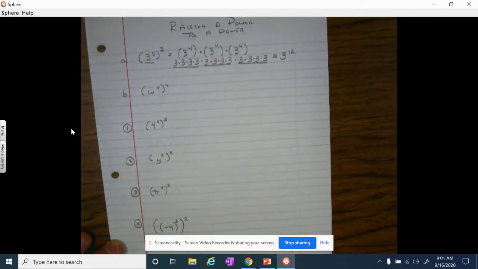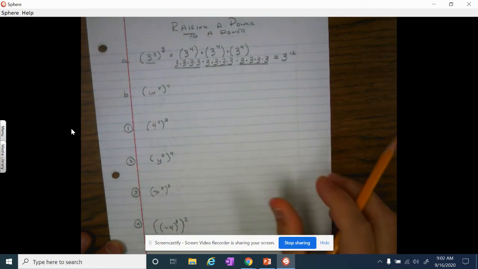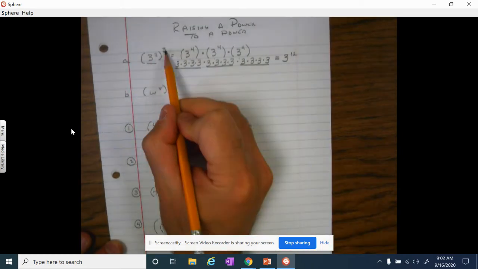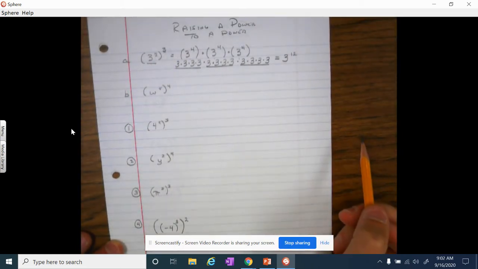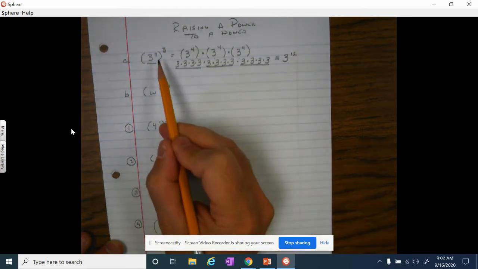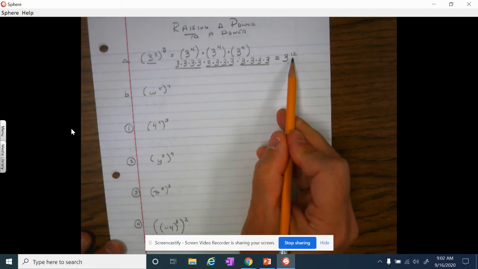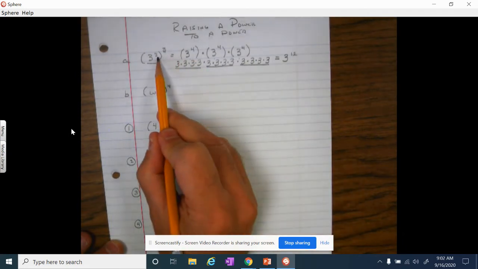So now I'm going to go back and apply my shortcut and see if that works. When you're raising a power to a power, we're no longer adding these exponents. We are going to multiply the exponents. So if we understand that, oh, let's see, 4 times 3 is 12, then that is my shortcut. 4 times 3 is 12.